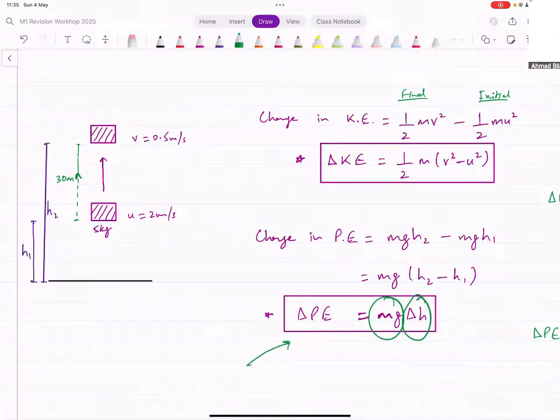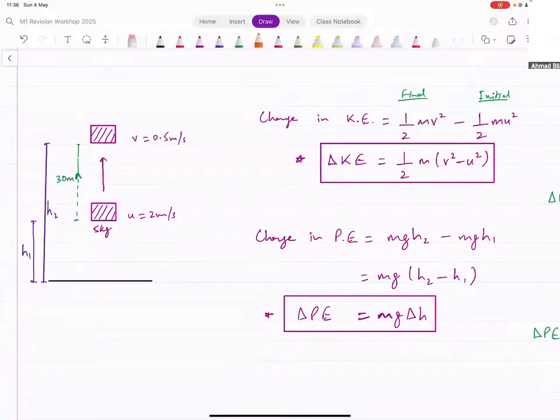So whatever is the change in height, that's what we use in the formula right here. That's 30 meters, and that will give you the change in height. So again, mostly we will just be dealing with the changes in potential energy rather than absolute values of potential energy, rather than actual values of energy, especially for potential energy.